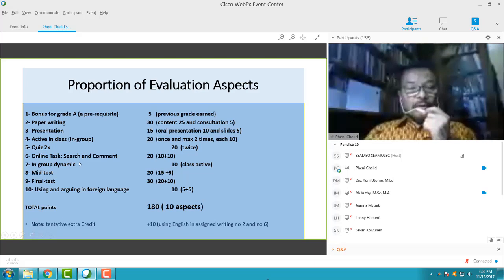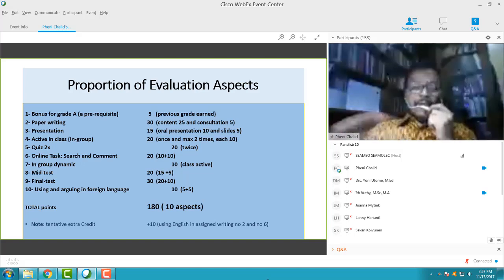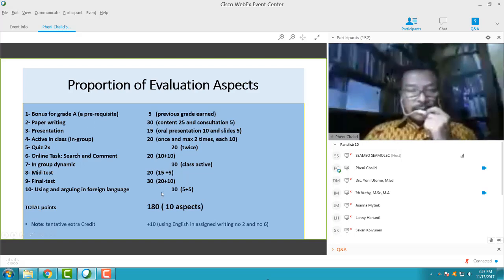And then the online task. We call it search and comment. The students are asked to seek new cases, and they write a report and an evaluation with critical thinking on the new cases, each student individually, not in the group. So they will have 20 points. Then in group dynamics, each group should meet with us twice or three times. First, to discuss the topic. The second, how to find resources. The third, how to write the report. Each group should stay after the class to discuss and get some guidance from our side, from the facilitator.